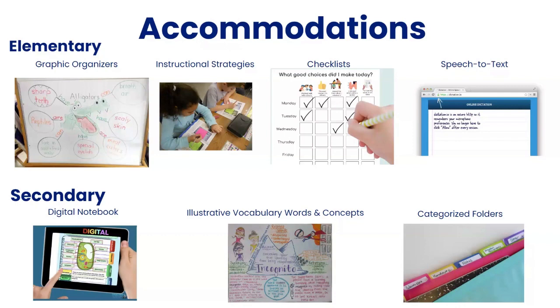Here are some examples suitable for both elementary and secondary levels. Please note that certain examples, such as graphic organizers, can be beneficial across all grade levels. For elementary, graphic organizers, highlighters, checklists, speech-to-text tools. For secondary, digital notebooks, illustrated vocabulary or subject concepts, categorized folders. For instance, while the categorized folders can help a student with special needs, using this type of folder is beneficial to all.